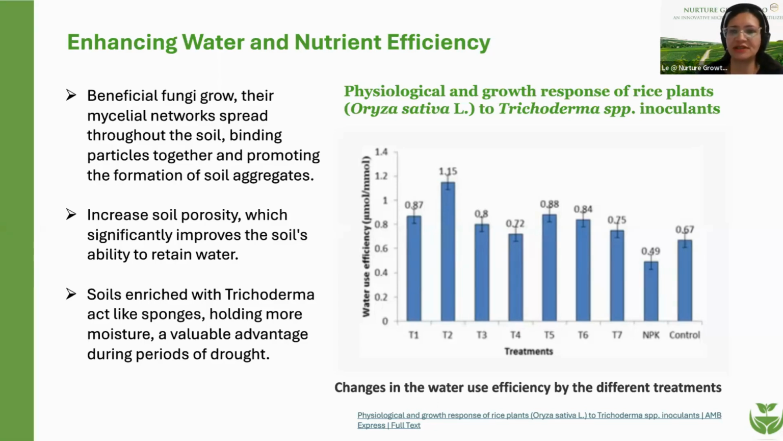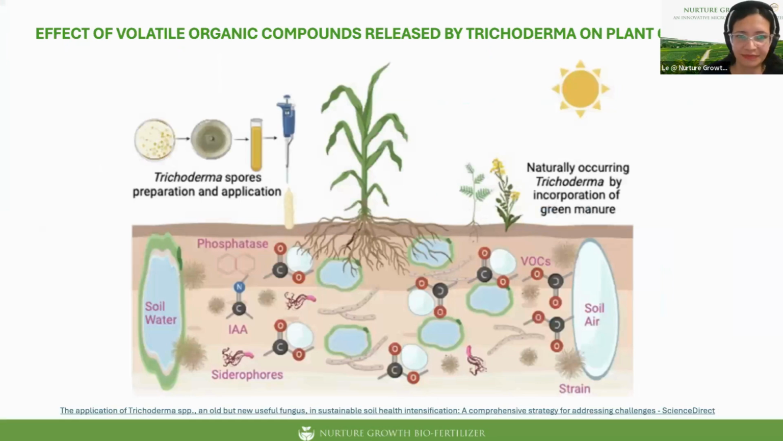We can see the physiological and growth response in rice plants by inoculation of Trichoderma species. In this research, what they have done is they have used different strains of Trichoderma in rice plants, and what they found is the water use efficiency in Trichoderma treated plants is higher in comparison to the control one. So this shows that the use of Trichoderma helps in enhancing the water use efficiency in plants.